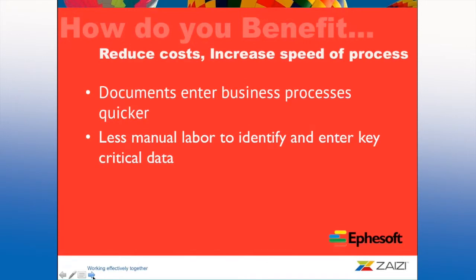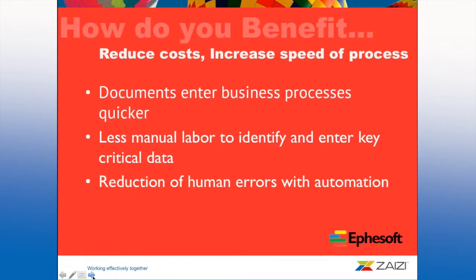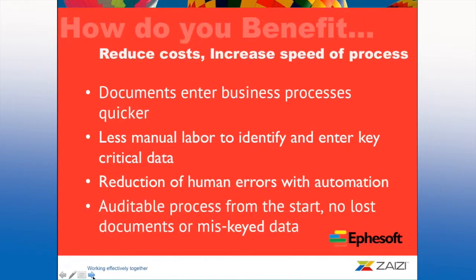It's less manually intensive, so therefore your staff can concentrate on other tasks. Reduction of human error, so putting in critical information into various systems, we're reducing that dramatically by automating the process. And then you've also got an auditable trail, so you're never going to have lost documents or lost data. You can see exactly when they've come in and what's happened to them.